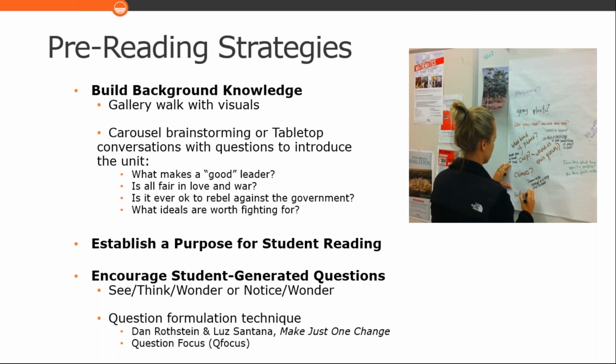And either the carousel brainstorming was as posters were around the room, or the tabletop conversation was just a piece of big white paper or the butcher block paper across a group of desks, and the students would have a discussion with their marker. And the teacher said, I want you to talk with your marker and answer that. And you could have your own idea or you could answer to someone else's. Is all fair in love and war? That was for an introduction to a World War II unit. Is it ever okay to rebel against the government?